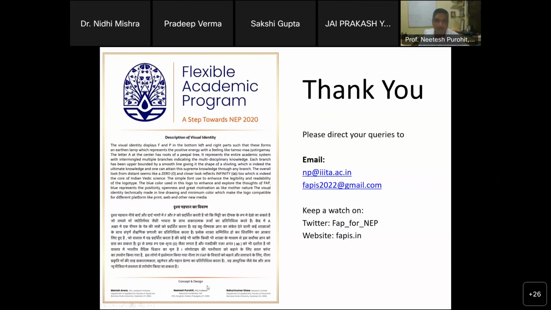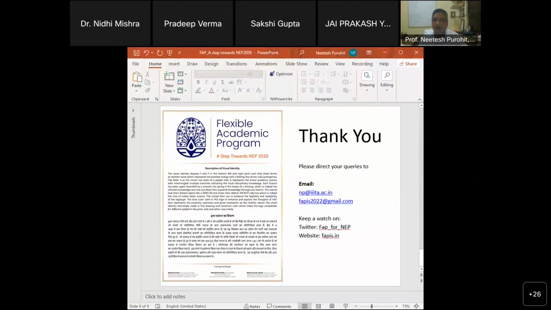It is the Department of Applied Arts, Faculty of Visual Arts, BHU, which is one of the well-known best institutes available. We had a team and we developed this concept, and you can see that this is reflecting the vision of the flexible academic program. So let us see, we are starting, and then we can see where it will go.